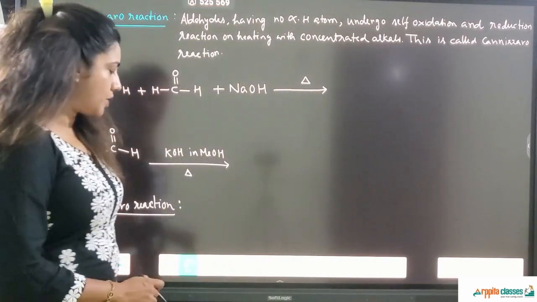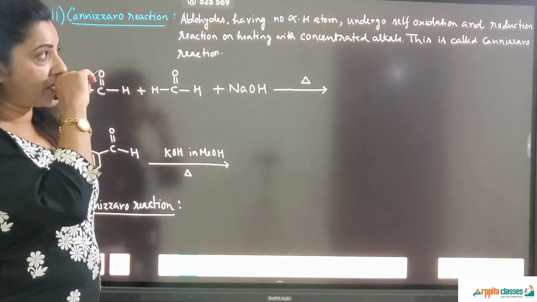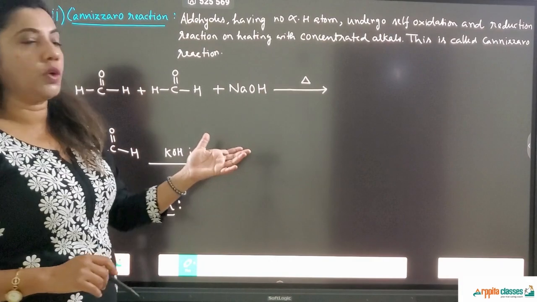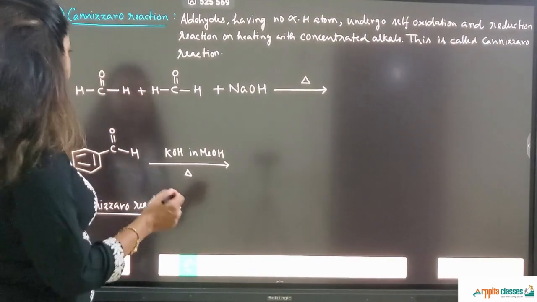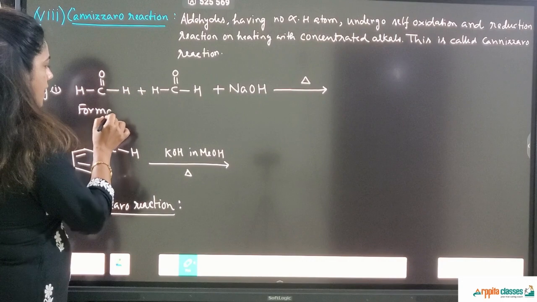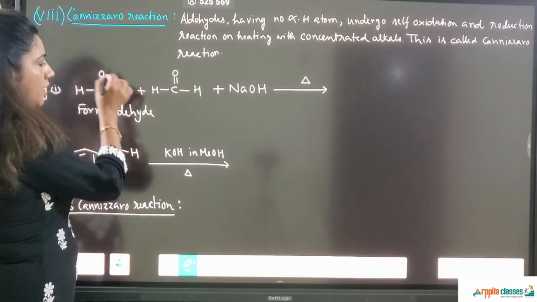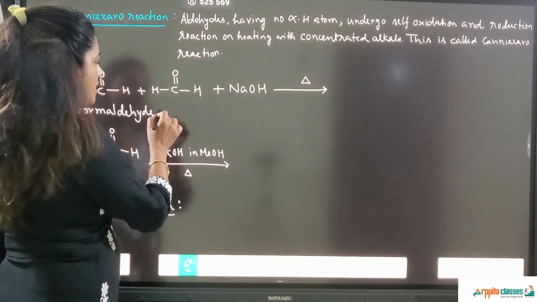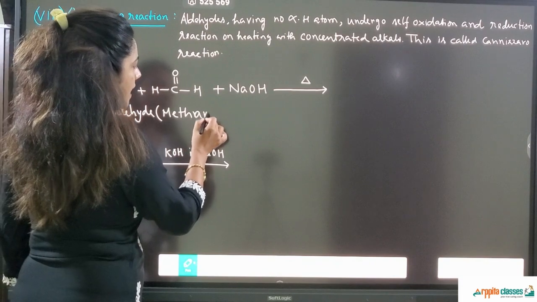So aldehydes which have no alpha hydrogen atom will undergo self-oxidation and reduction in presence of concentrated alkali, okay. This alkali could be NaOH or KOH and this reaction is called Cannizzaro reaction. Now see, this HCHO is called formaldehyde. This is the first molecule and this is the second molecule of the same aldehyde, okay. This is also called methanal, the IUPAC name is methanal, okay.